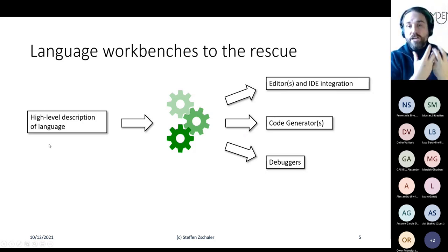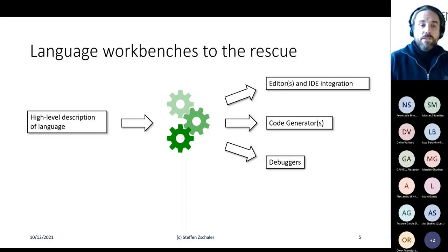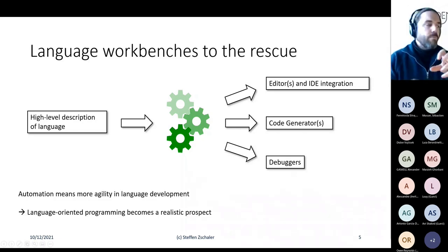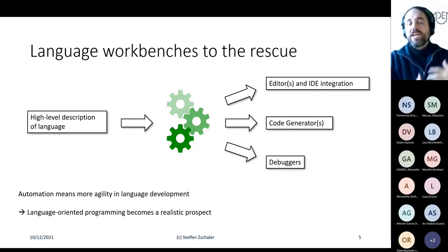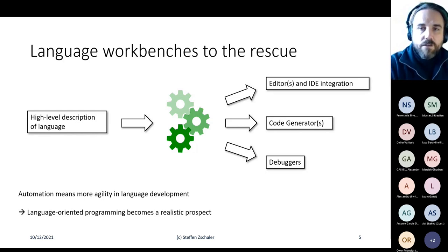we have a generator-based infrastructure that generates editors, IDE integration, possibly builds code generation infrastructure for us, and as we'll see today, possibly builds debuggers for us. With such a language workbench, it becomes possible to be relatively agile in developing your new languages. And therefore, ideas like language-oriented programming, where you build your language as you build your software, become feasible and come into reach.